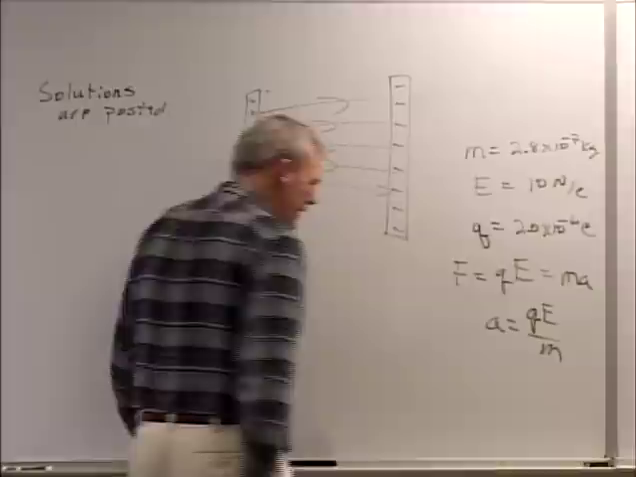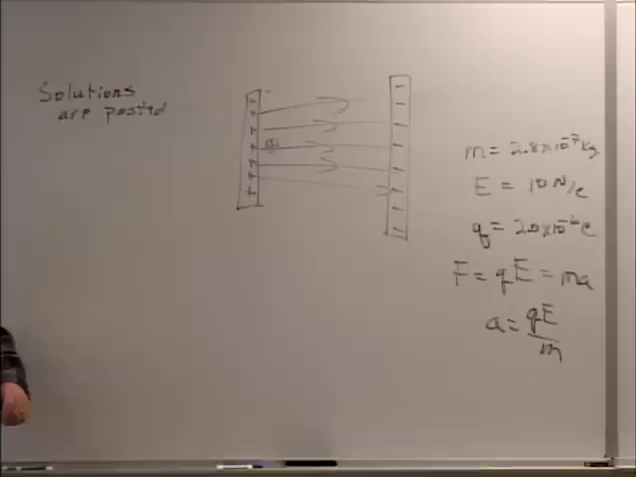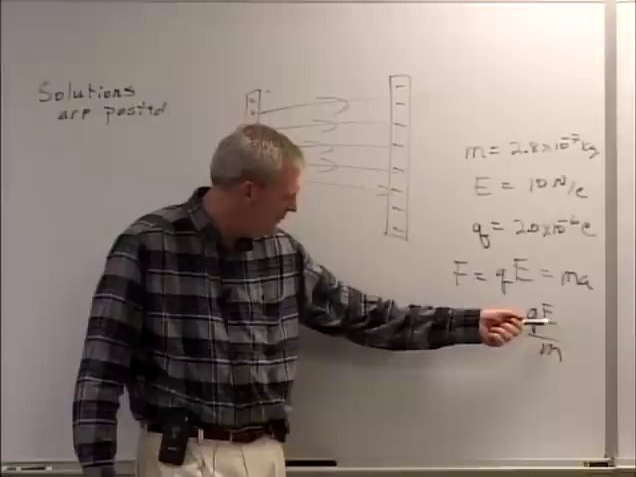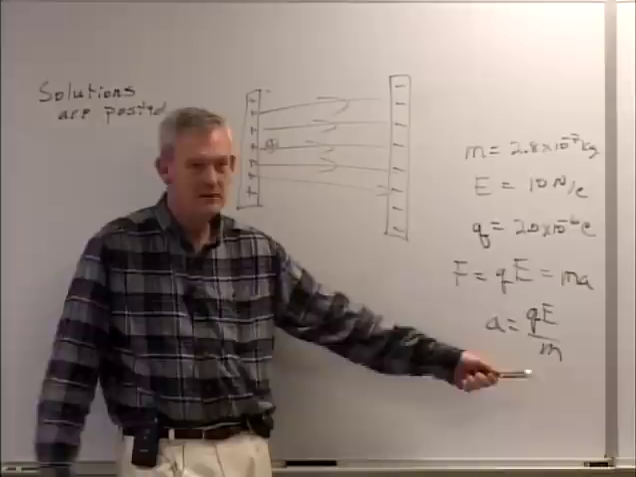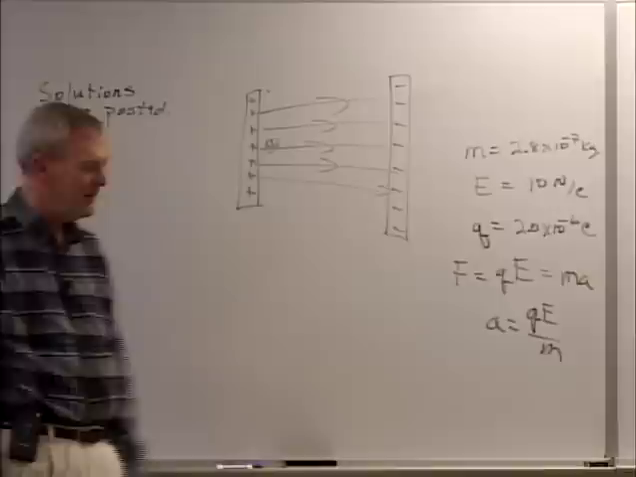Great! Now, what would be a real bear to figure out is, does coulombs times newtons per coulomb, divided by mass, equal an acceleration? Sure it does, because this is newtons per coulomb, and this is times coulomb, so I've got newtons over mass. Hey, that's a force over mass, that's an acceleration. All right, so there we go.